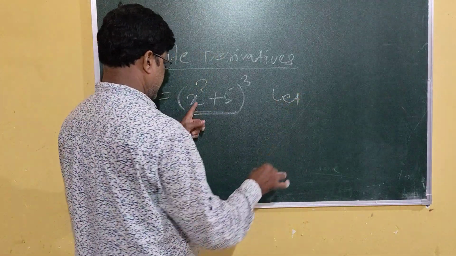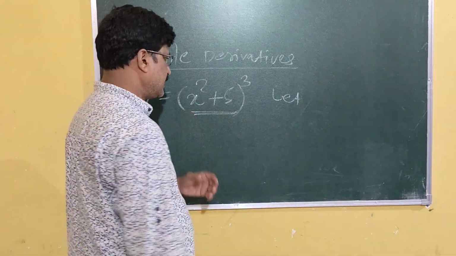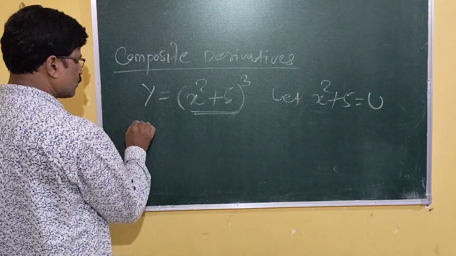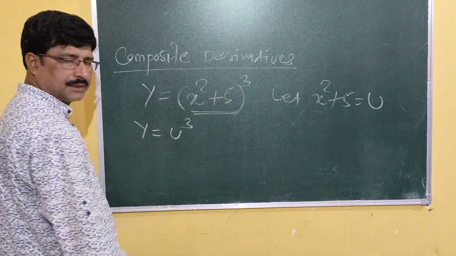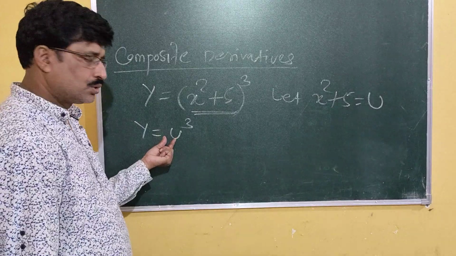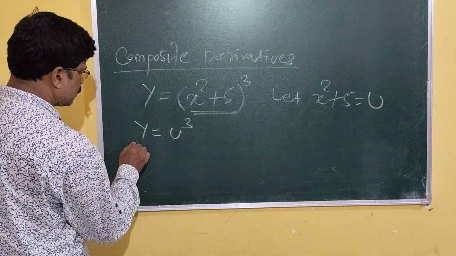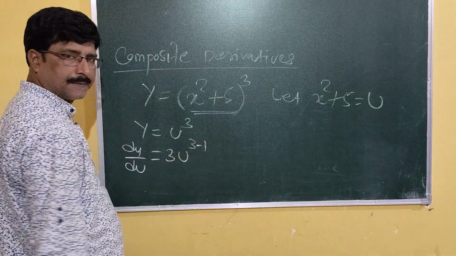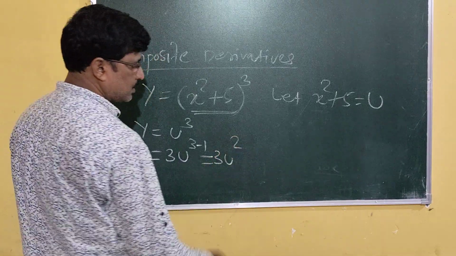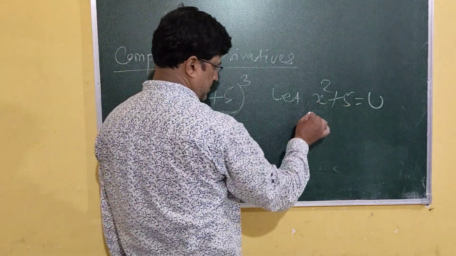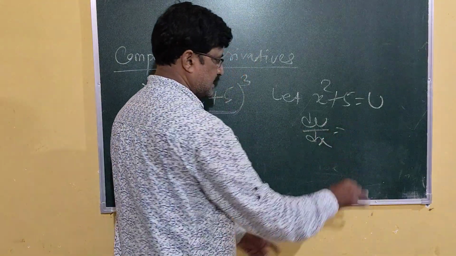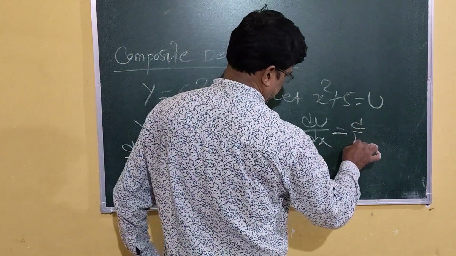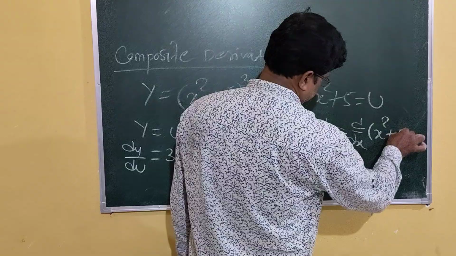Let, as it is in a bracket, x square plus 5 be u. So it becomes y is equal to u to the power 3. Here the variable is u, so we can find dy by du. dy by du is equal to 3 u to the power 3 minus 1, so it becomes 3 u square. Here we can find du by dx, as u is here and x is the variable. So du by dx means d by dx of x square plus 5.